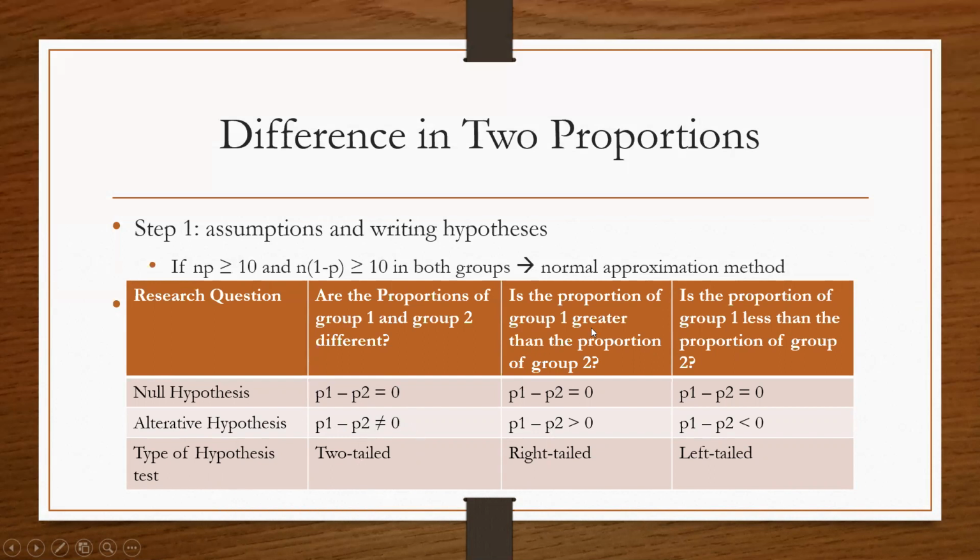If it says that group 1 is greater, again, null is going to say that there's no difference. The alternative is going to say that there is a difference, that P1 is greater. You can see it two different ways, really. You can see P1 minus P2 is greater than 0, or you can see P1 is greater than P2. I have it written out a different way later when it comes to means, but they're basically just interchangeable. And then that's a right-tailed test. And then if the proportion of group 1 is less than group 2, same thing with the null, and P1 minus P2 has got to be less than 0, and it's a left-tailed test.